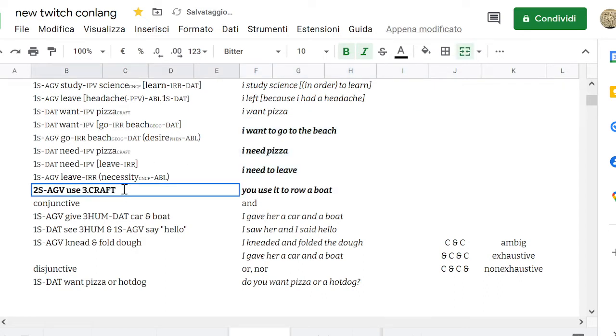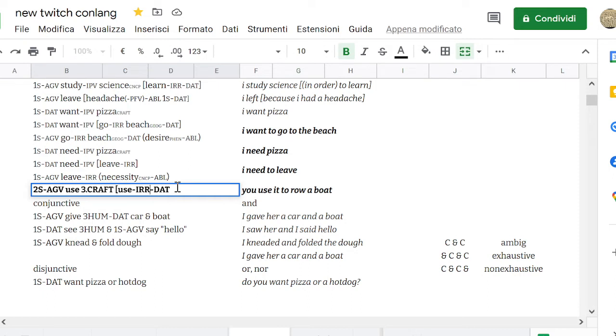So we've got you use it so far. And then to row a boat. This is a noun clause. Rowing a boat is the purpose of using, so it's going to be marked dative. Our verb use is going to be irrealis dative. The reason it's irrealis is because it's not actually happening. It is sort of like what would be happening when you use it. And so that's why I'm marking it irrealis.